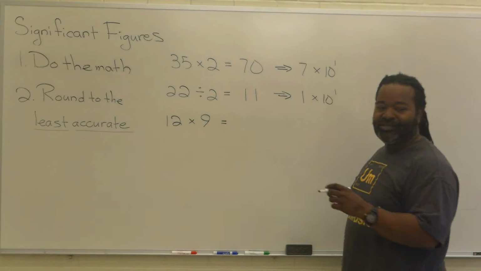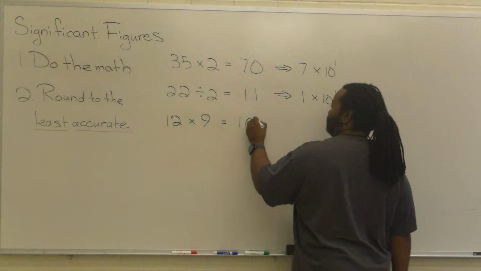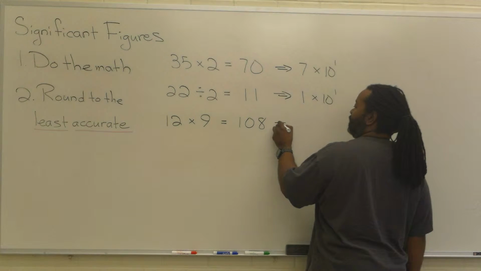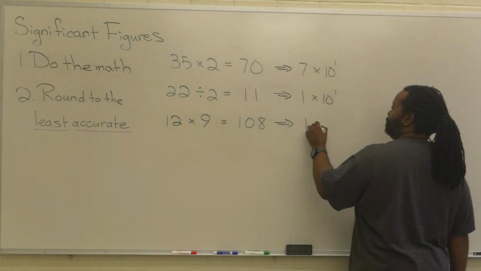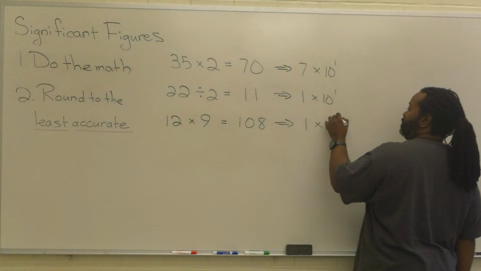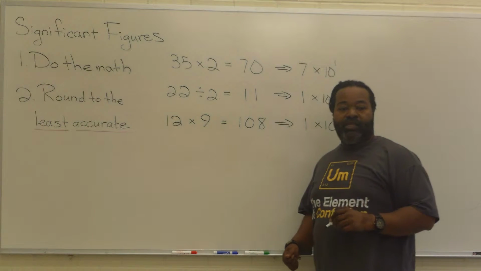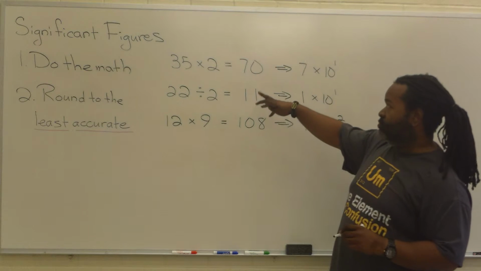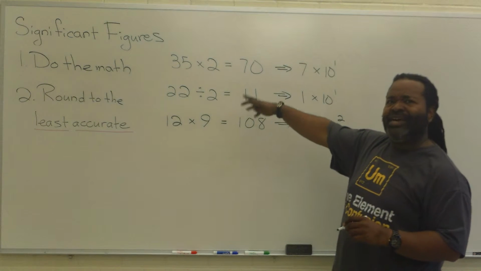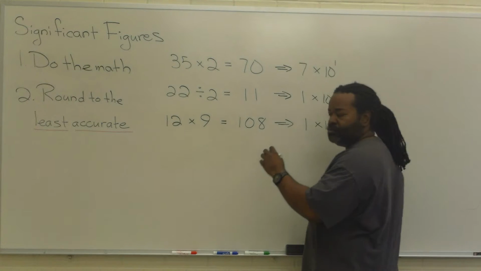For those of you playing along, that is 108. And because the 9 has one sig fig, this one will come out as 1 times 10 to the 2. Let's look at that from an example that is perhaps not as simplistic as these.